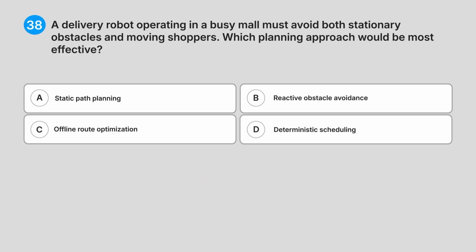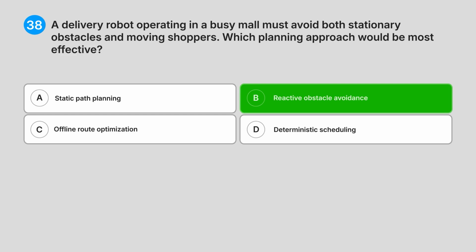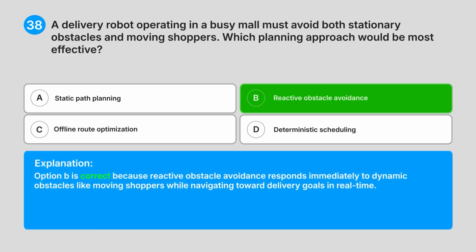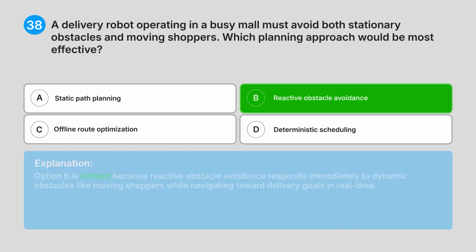Correct answer, B. Reactive obstacle avoidance. Explanation. Option B is correct because reactive obstacle avoidance responds immediately to dynamic obstacles like moving shoppers while navigating toward delivery goals in real time.